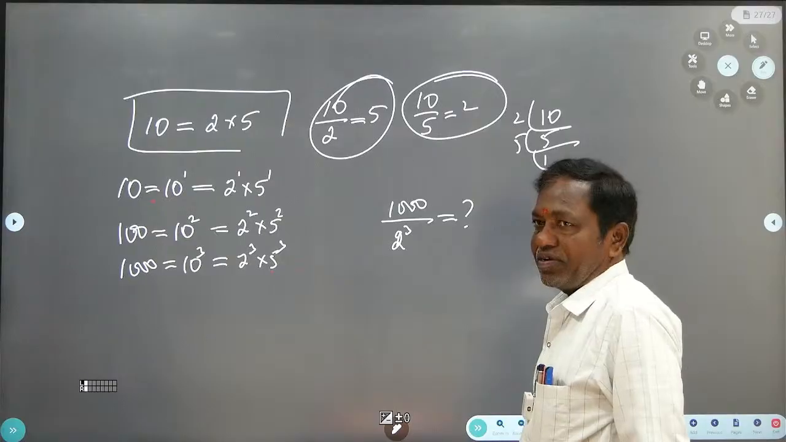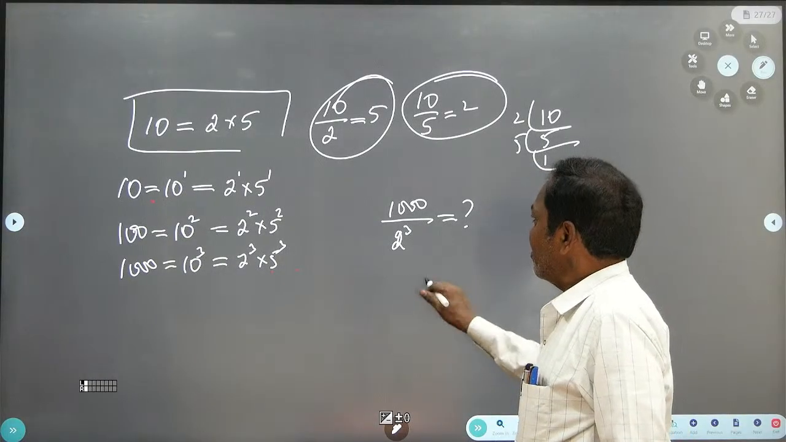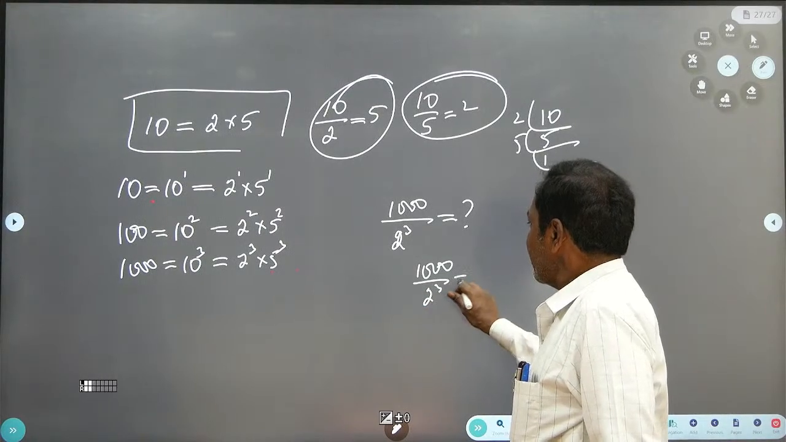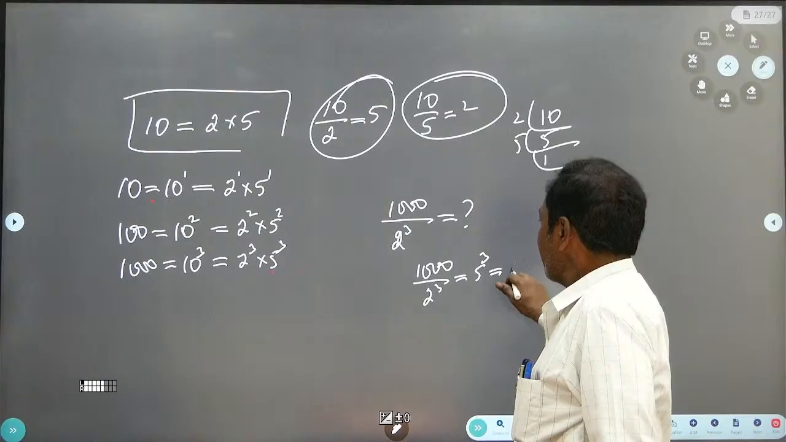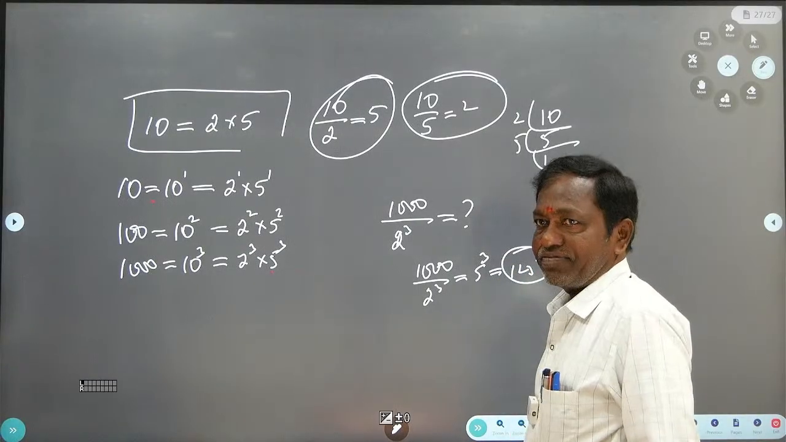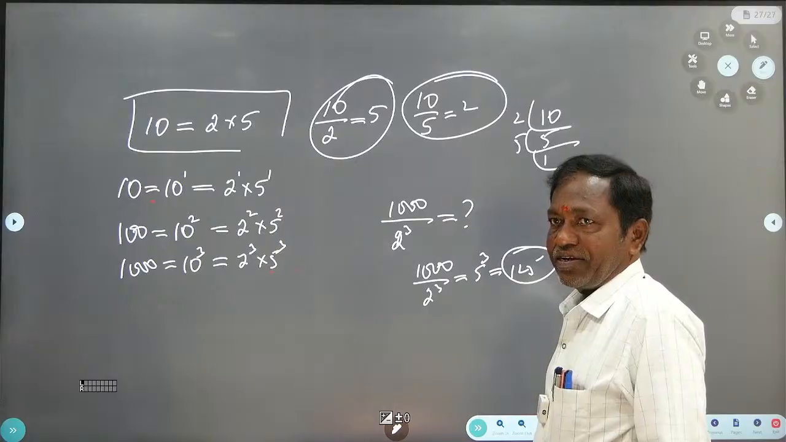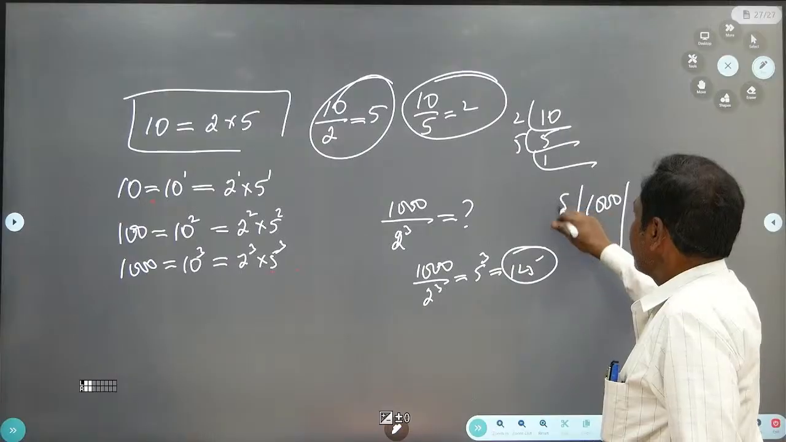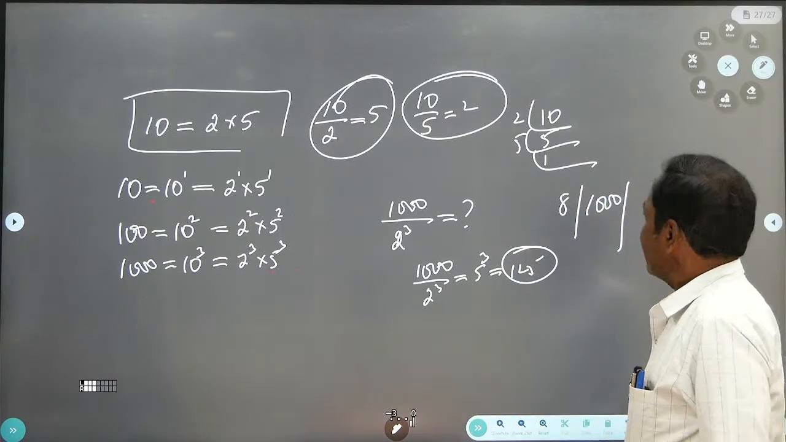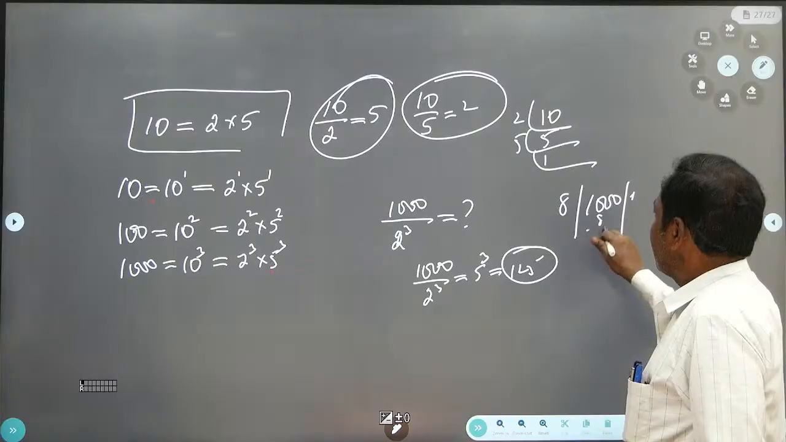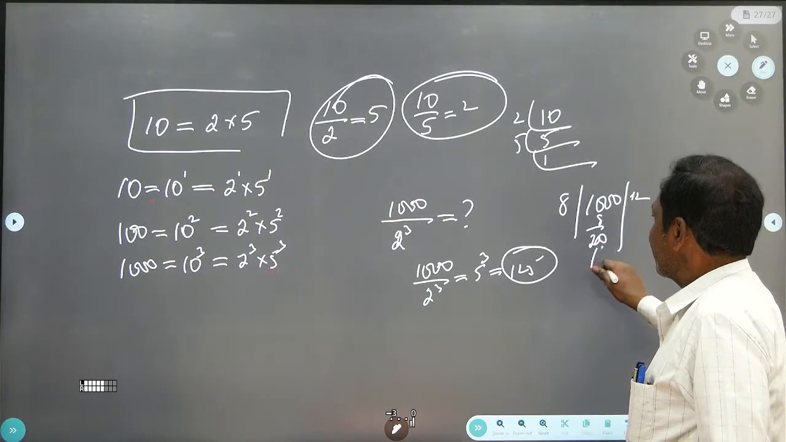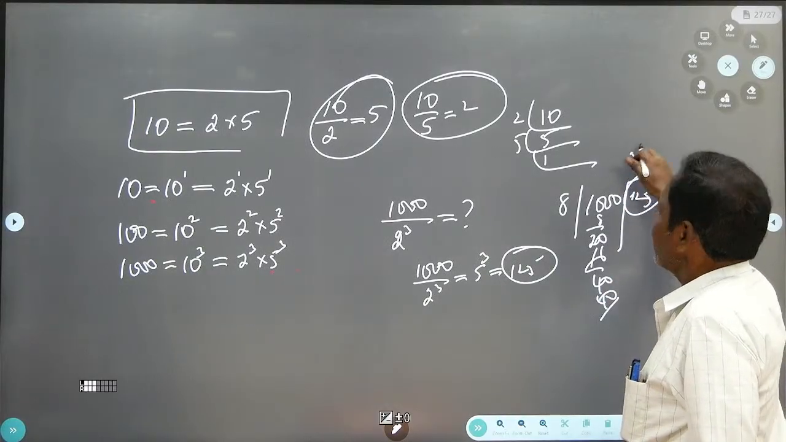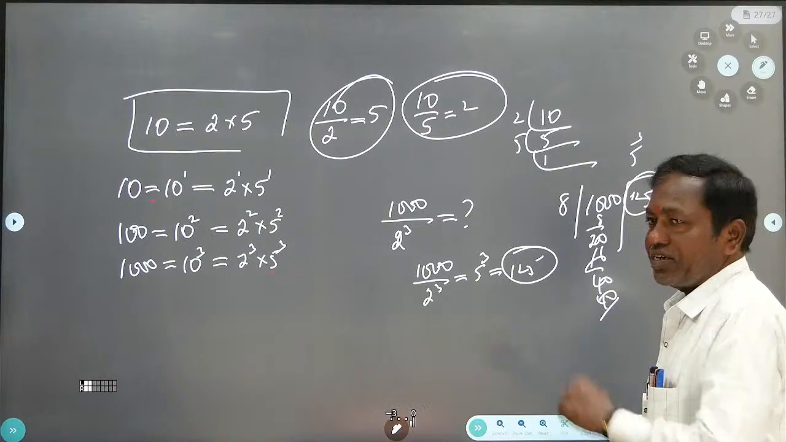Questions like that are possible. What is the value? 10 to the power of 2 cube means it is 5 cube, and 5 cube means 125. It would happen like that. Even if you take the division method, 2 cube is 8. 8 ones are 8, 8 twos are 16, 8 fives are 40. This equals 5 cube. It's like that it will come.